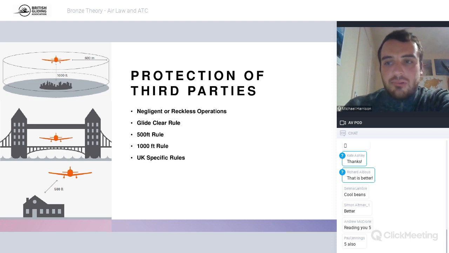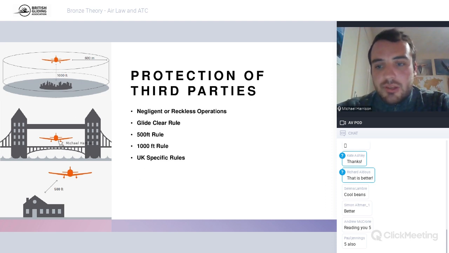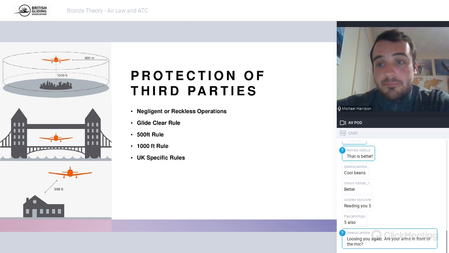So negligent and reckless operations is probably the most straightforward one to understand. That simply says don't fly your aircraft in a manner which will endanger somebody else. So you can see the little picture there of an airplane flying through a bridge. Basically, the CAA don't want you to do that.